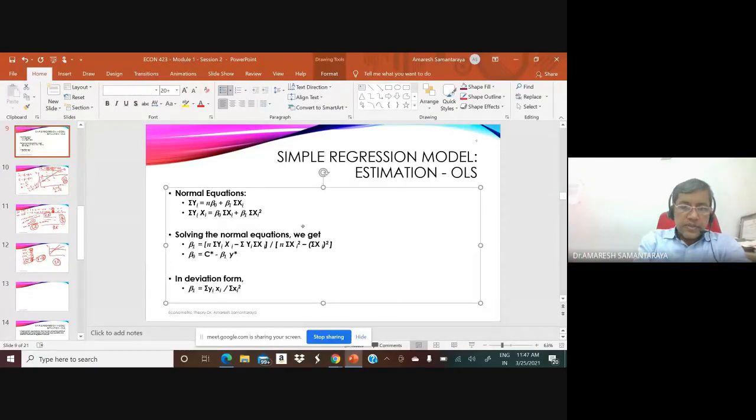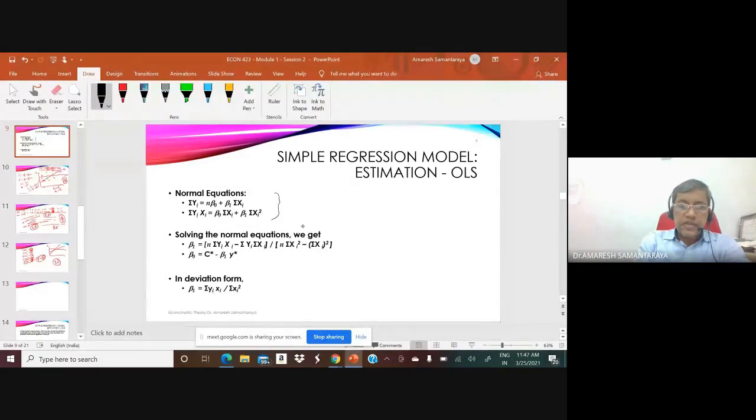Applying calculus, we got these two normal equations. From these normal equations, we got these formulas for beta 1 and beta 0. Okay, I think the derivation I'll come to later, but up to this, other than the derivation, I hope the principle all of you might have understood.